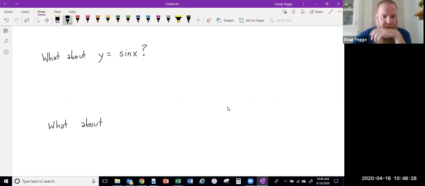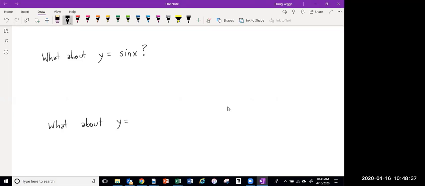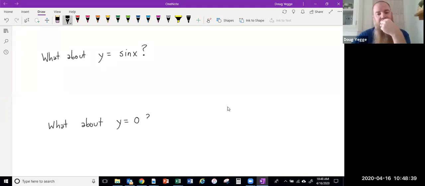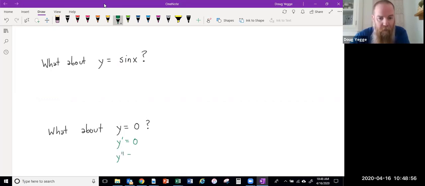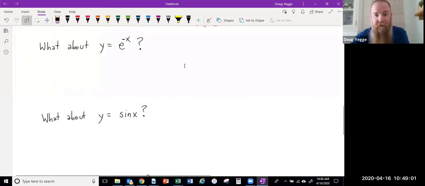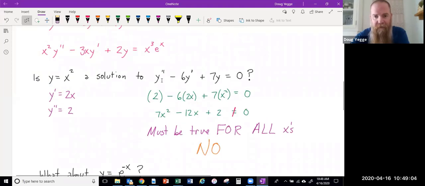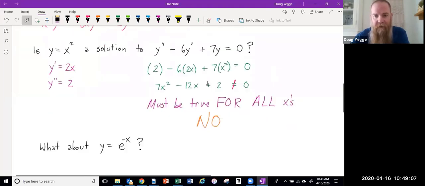Give me another function that it looks like might work. Y equals 0. Sure, y equals 0. See if y equals 0 works. So I'm going to do that one really quick here. Because it turns out that y equals 0 is often called a trivial solution. Because it's a solution that works automatically just for the sake that y prime and y double prime are all 0. So when I plug those all in, 0 minus 0 plus 0 is definitely 0.